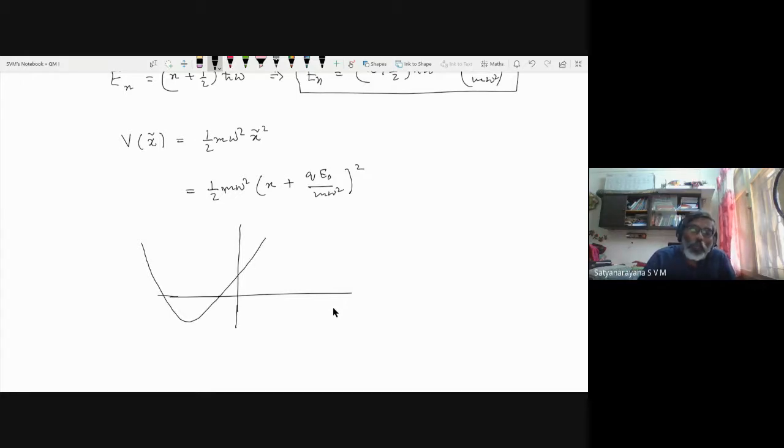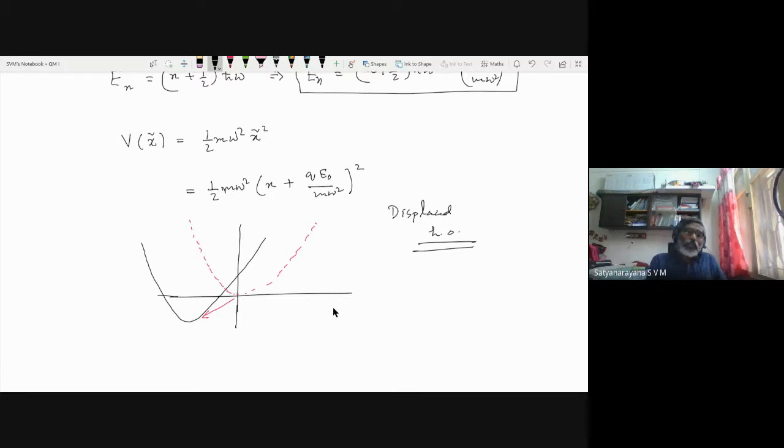So earlier you had a potential which was like this. Now the form of this potential is the same, but it is displaced from here. So this system is generally called a displaced harmonic oscillator. But the frequency will remain the same.